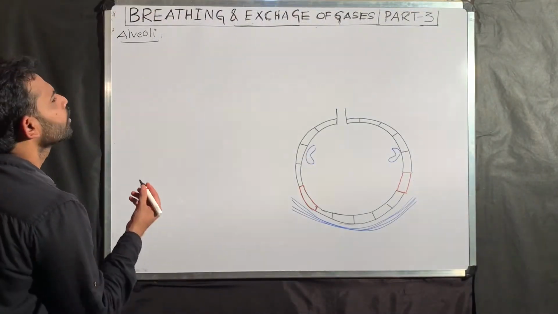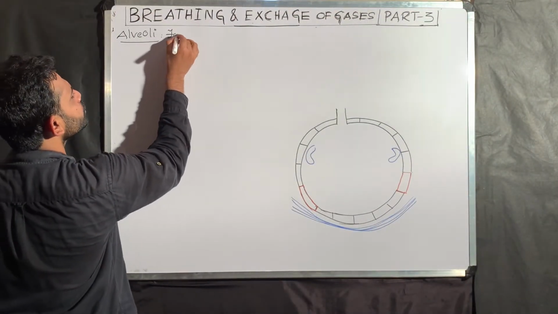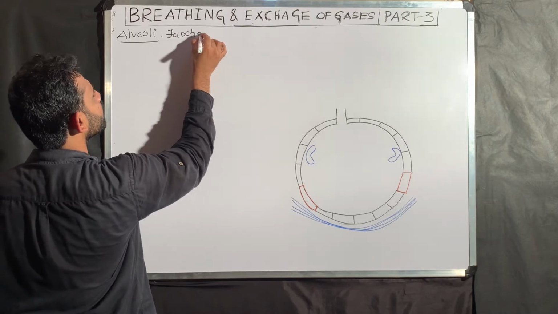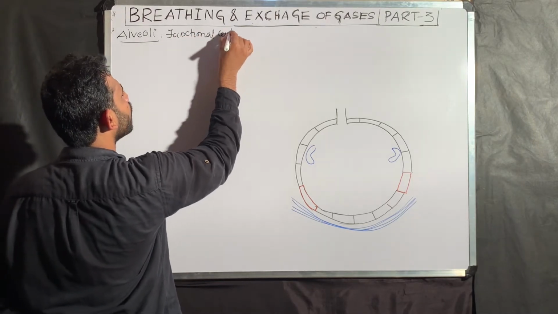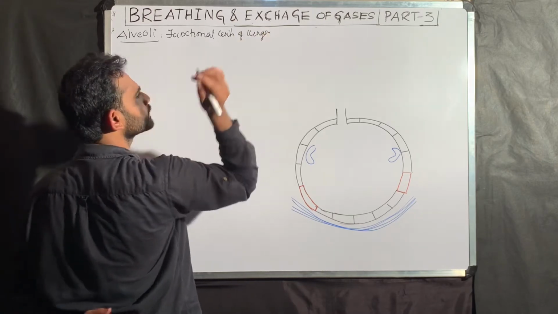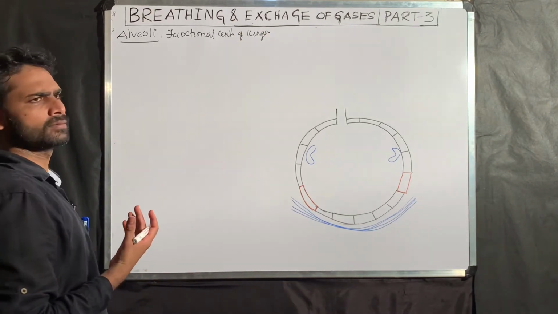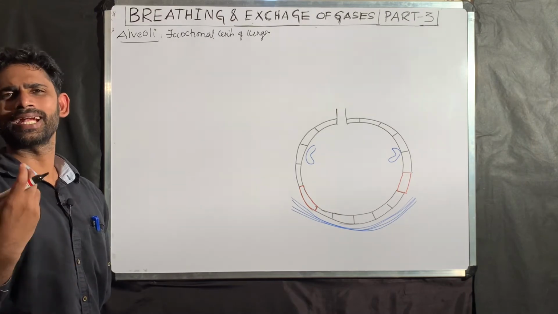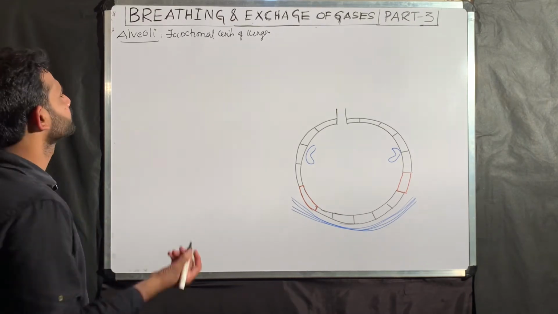These alveoli are functional units of lungs. Functional units. Okay? That means the function of the lungs we can understand by taking the alveoli.